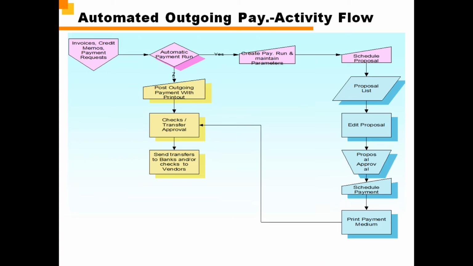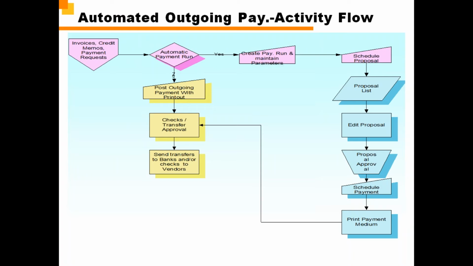So what is the activity flow? Here it is saying that, for example, if any request comes from the vendor side for the payment, first of all we'll go for the automatic payment run. There is a program we execute, and that program is called automatic payment program or APP. Under this program, we'll follow 4 steps.